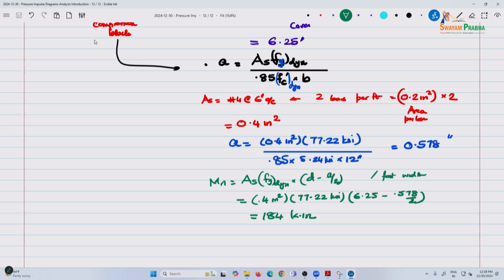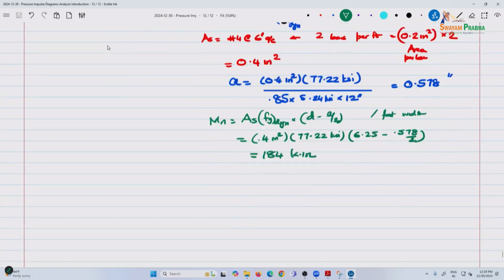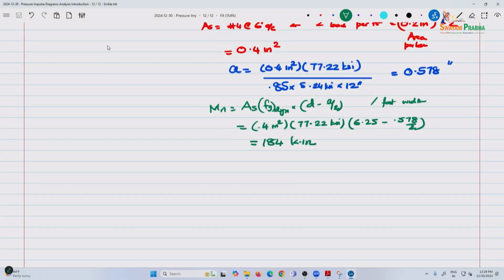What's that? Parabolic. We also use a parabolic, but the parabolic region has been converted to an equivalent rectangular block. That is why I am able to use d minus a by 2. You see that a by 2? That is because the rectangular block depth is half. So the moment arm is d minus a by 2. So we call it the Whitney stress block.